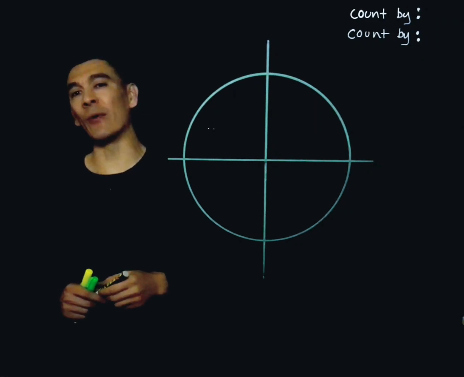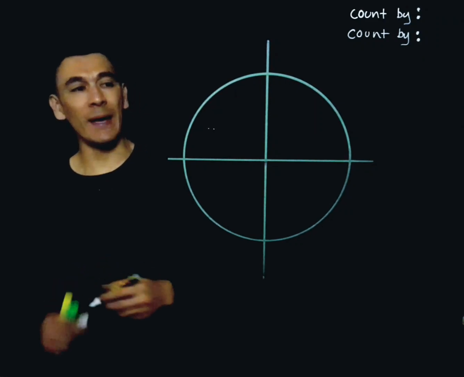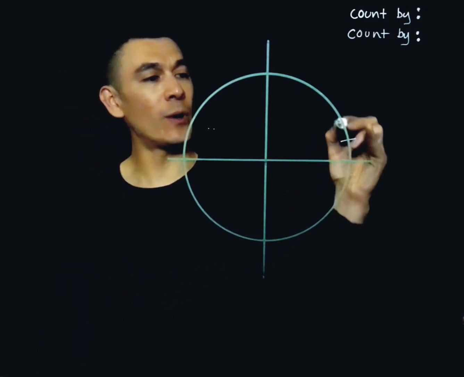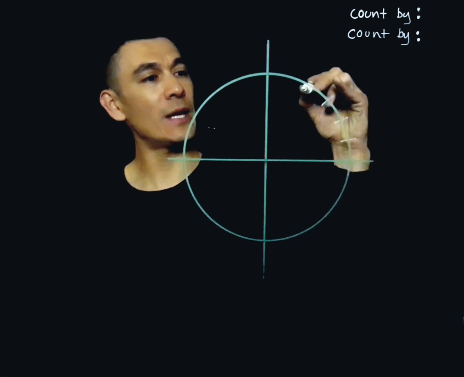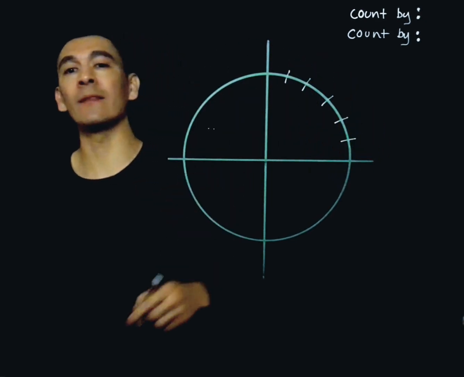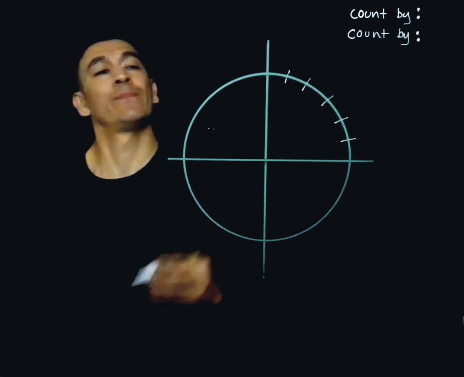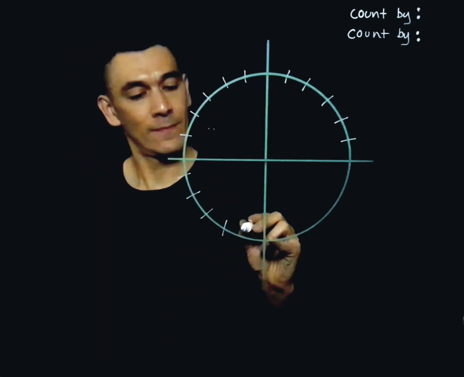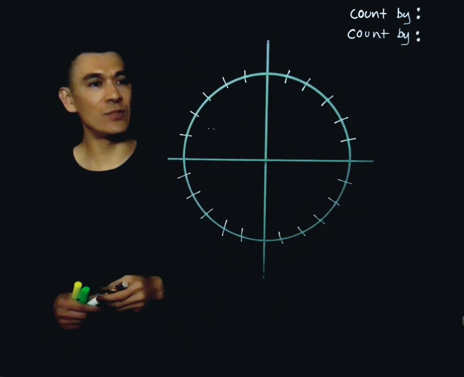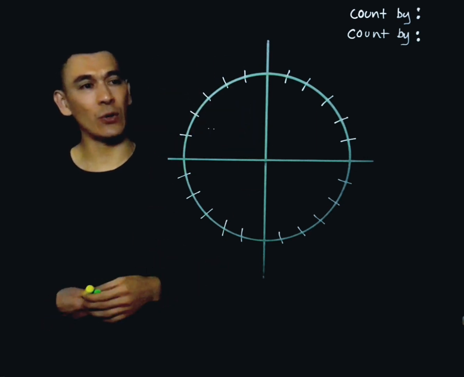Let's see if we can memorize the unit circle. Make 5 cuts at every quadrant. 1, 2, 3, 4, 5. Go around and make 5 cuts at each quadrant. Now what I want us to do is to go around the circle.